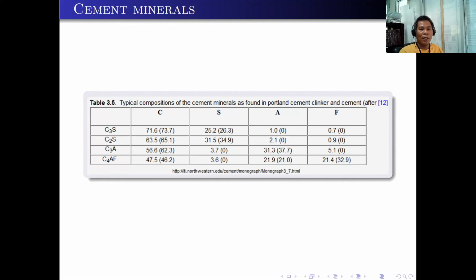These are also the typical compositions of the cement minerals as found in the Portland cement clinker. Cement clinker is actually just like a marble-size particle, and we need to pulverize that, and with the addition of other minerals, it will become cement. So we have the C3S, the C2S, C3A, and C4AF, which is composed of calcium, silica, aluminum, and iron. You can see the different amounts of these chemicals for the composition of cement minerals.